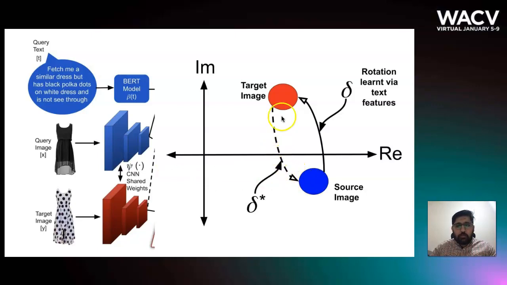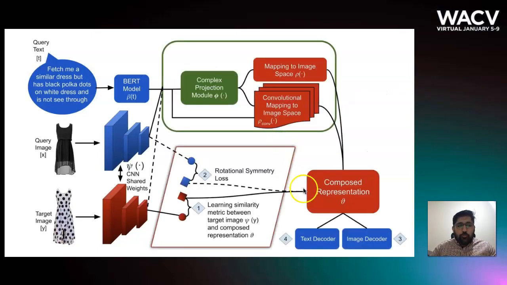We also propose an explicit rotational symmetry constraint on the optimization problem. Specifically, we require that the multiplication of the target image features with the complex conjugate of the learned rotation should yield a representation similar to the source image features. In addition, we also incorporate reconstruction losses of text and image features in our training objective. They act as regularizers on the learning of the composed representation.